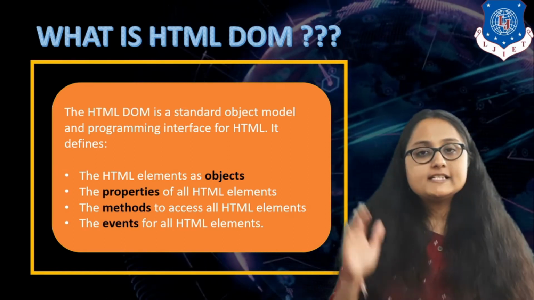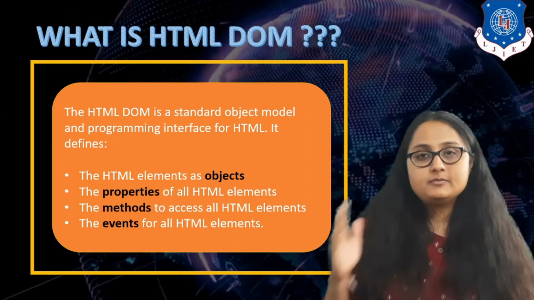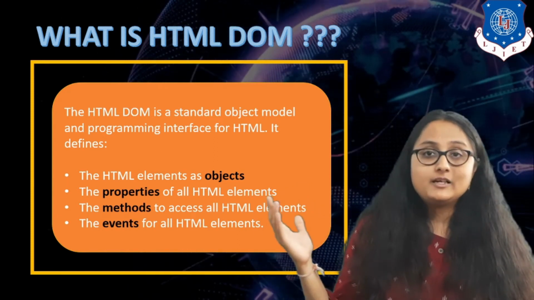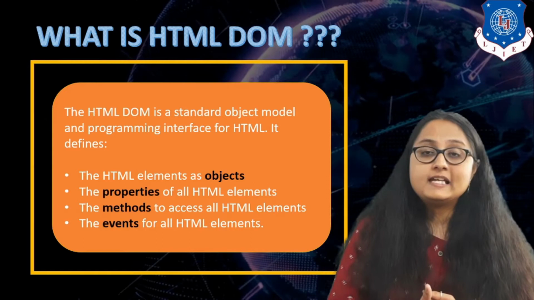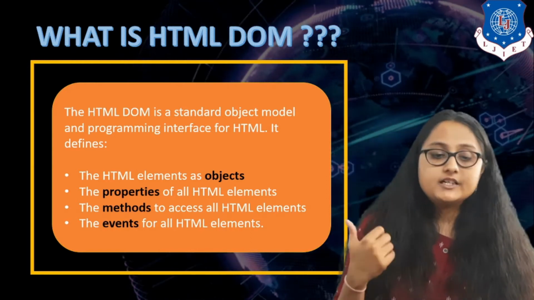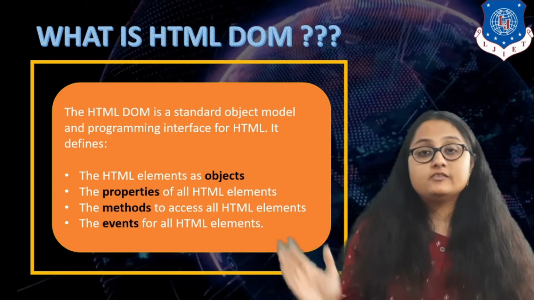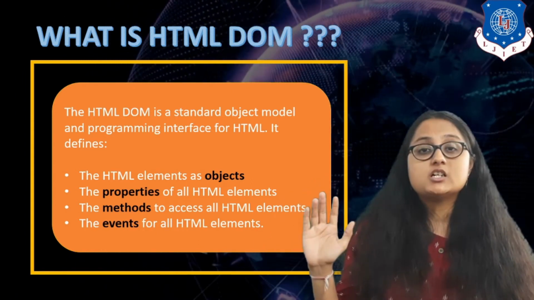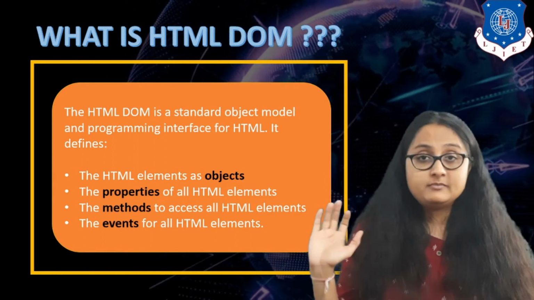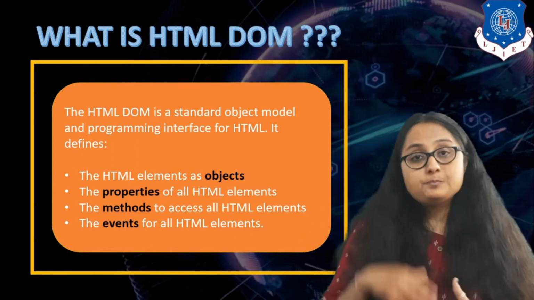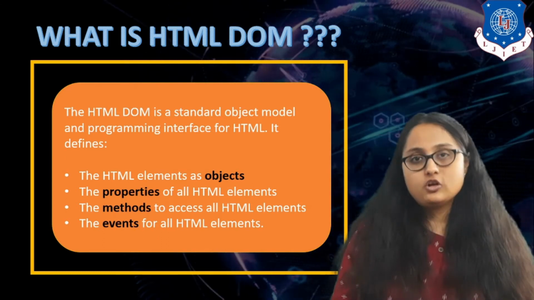So let us see here. I have also written that HTML elements are objects. HTML elements means all the HTML elements, all the HTML tags, are objects with respect to DOM and JavaScript. Whether it is a table, a link, that is a hyperlink, or a heading, all the HTML elements are objects. Then you have properties which are related to all the HTML elements.